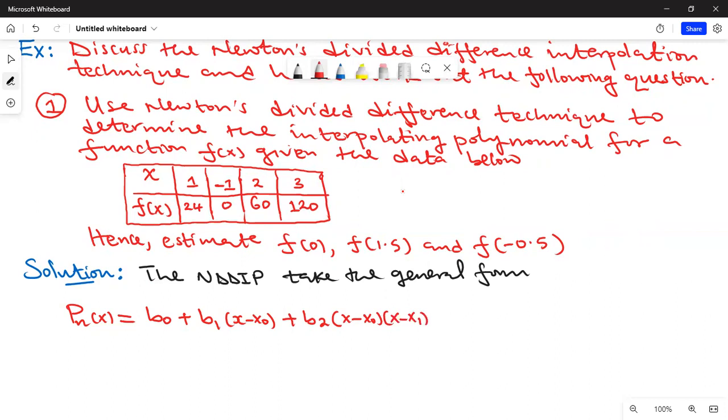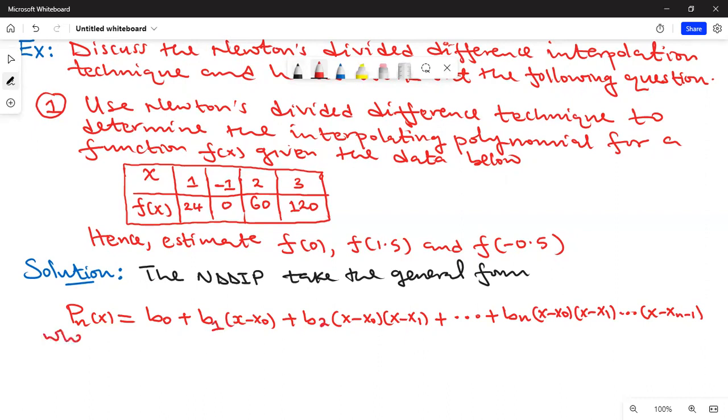Then you proceed in that manner up to the last one. There are so many other terms. Up to the last one is plus bn times x minus x0, x minus x1, there are so many other multiplications in between, up to the last one, x minus x(n minus 1). So we need a polynomial of this form. This b0, b1, b2, all the way up to bn, these are constants to be determined.